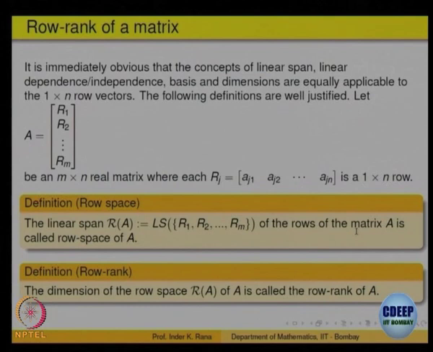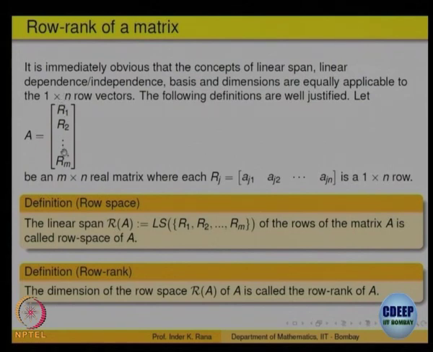Let us look at some vector spaces associated with a matrix. So, let us take a matrix A, and these are the row vectors R 1, R 2 and R m. There are m rows and each row is a vector of length n. Okay. So, this is m rows and n columns, each row vector has n components, right. So, this is an m cross n matrix.